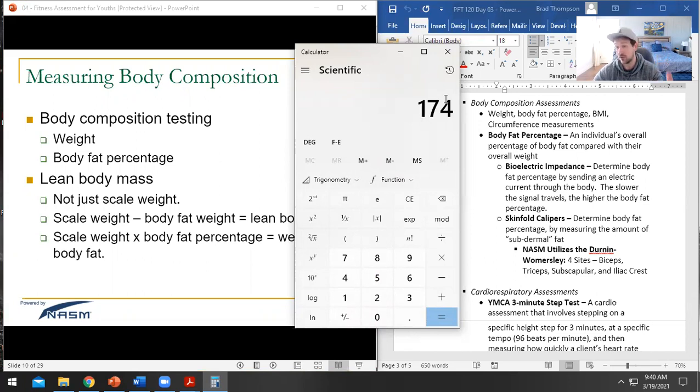So now I weigh 174 pounds, but we take my body fat percentage and it comes down to 17%, right? So times 0.17, that's going to mean 29 and a half pounds of fat, right? So if we take 174 minus 29.5, unbelievable.